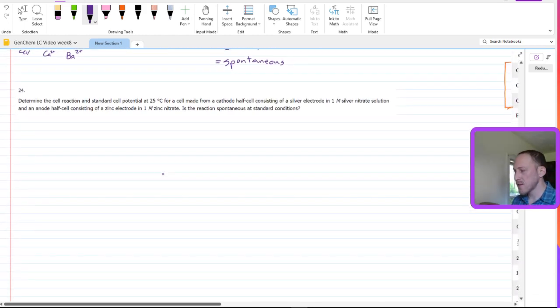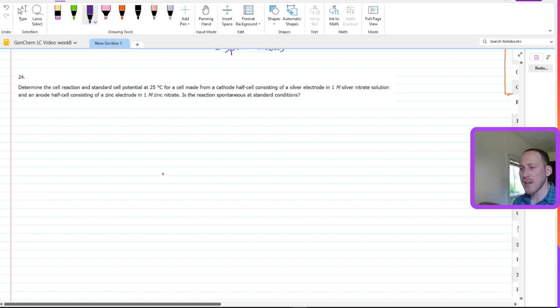So next question: determine the cell reaction and standard cell potential at standard conditions, 298 Kelvin, 25 degrees Celsius, for a half cell consisting of a silver electrode in 1 molar silver nitrate solution. Let's actually write this out.